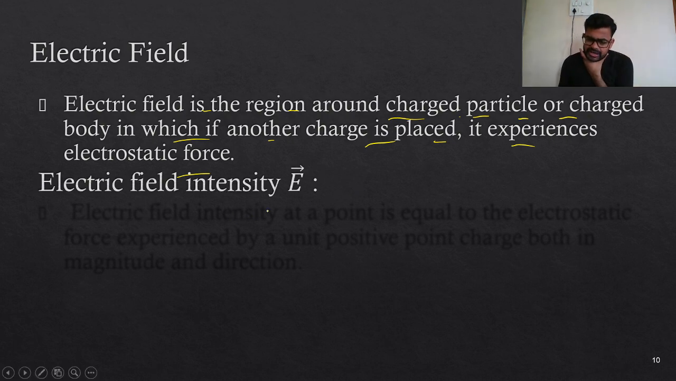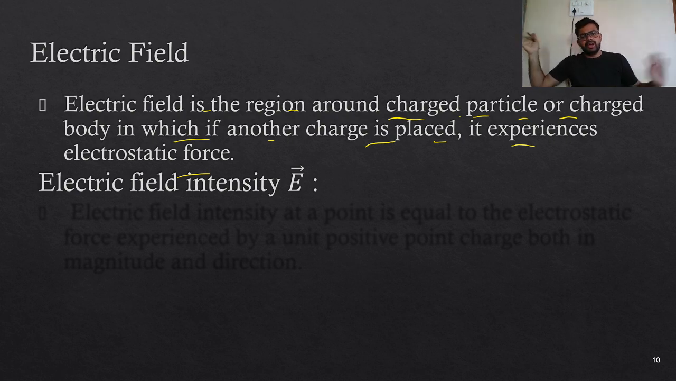Now, electric field intensity. What is electric field intensity? Actually it is just the value of electric field strength at a point. Are you getting? Means electric field is a region, but at a particular point what will be the value of electric field? That is called electric field intensity.